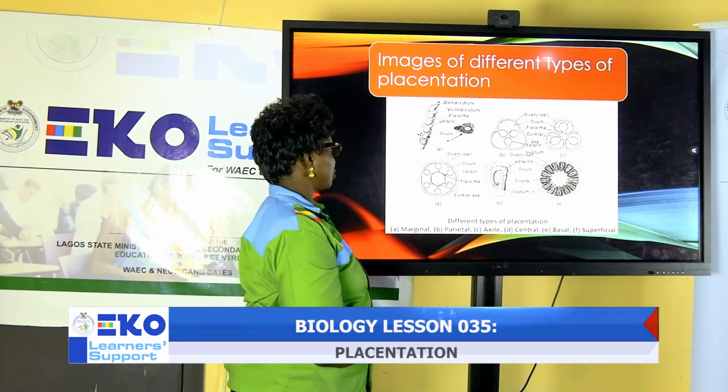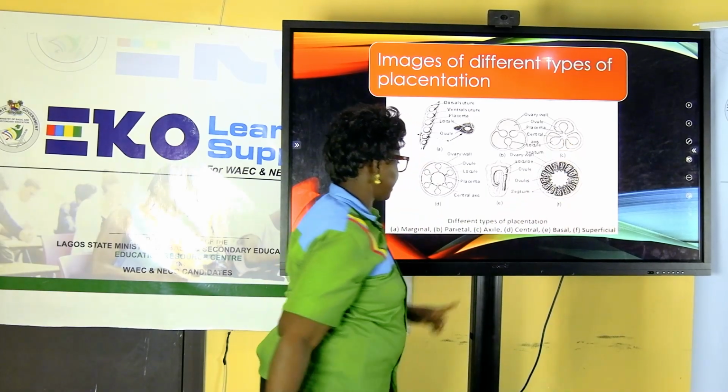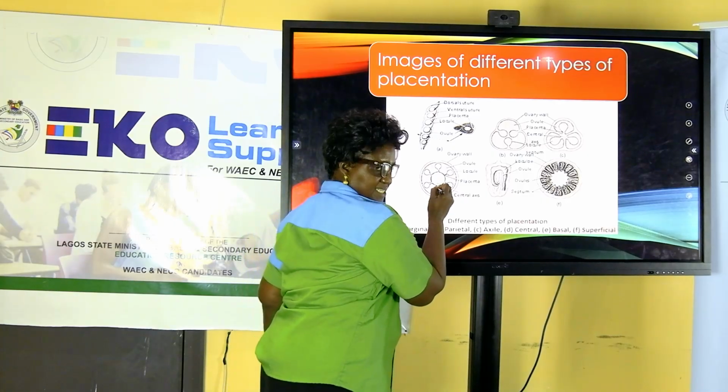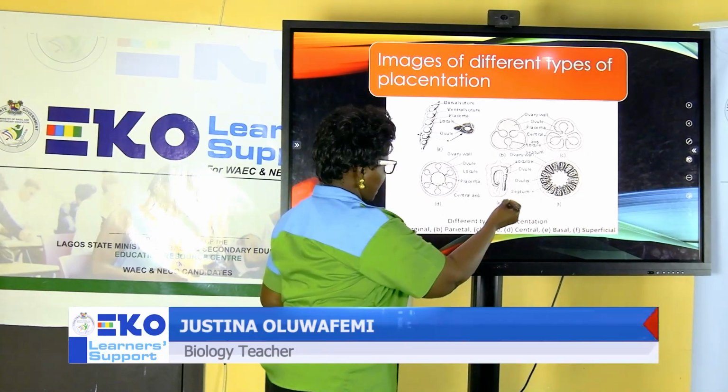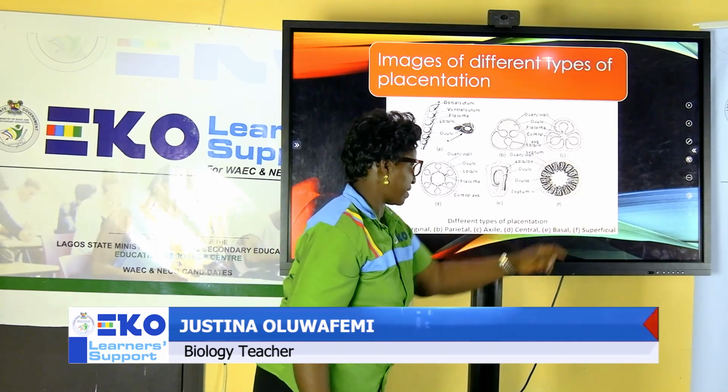Here is a continuation of the different types with labelings of some parts. With labelings on some parts, there is a kind of small exercise that you can engage yourself in. We have A as marginal, B as parietal. What do we have in C? Axial. This is D, free central. And finally, we have this as basal. And F, superficial.